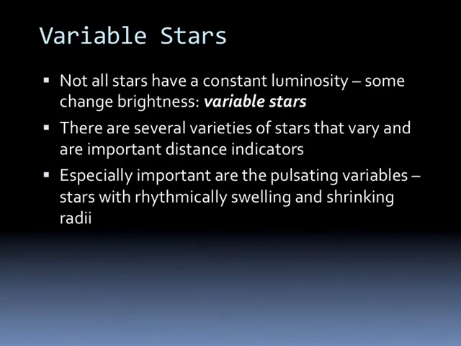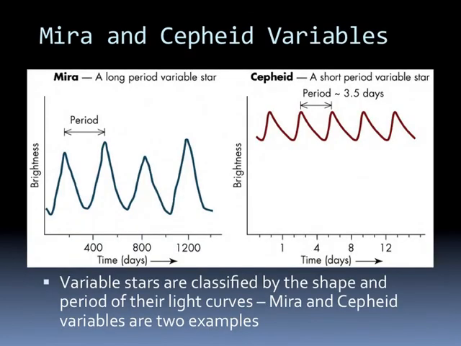Not all stars have a constant luminosity. Some change in brightness, and we call those variable stars. There are several varieties of stars that vary and are important distance indicators in astronomy. Especially important are the pulsing variable stars, stars with rhythmic swelling and shrinking radii. Two different types are the Mira and the Cepheid variable, and they're classified by the shape and period of their light curves.